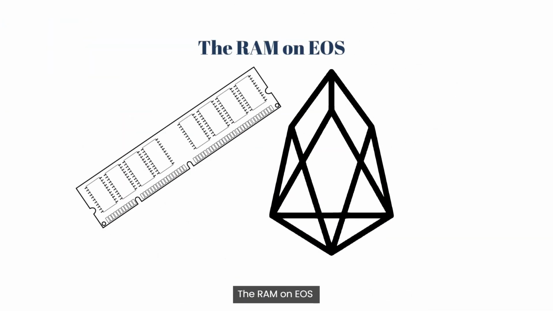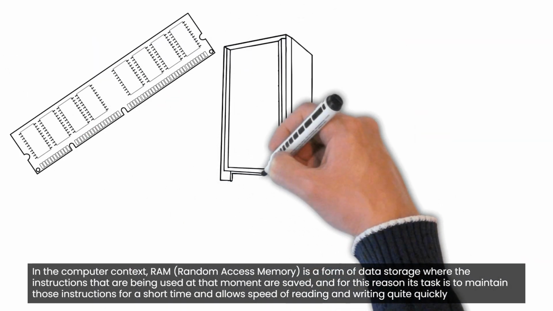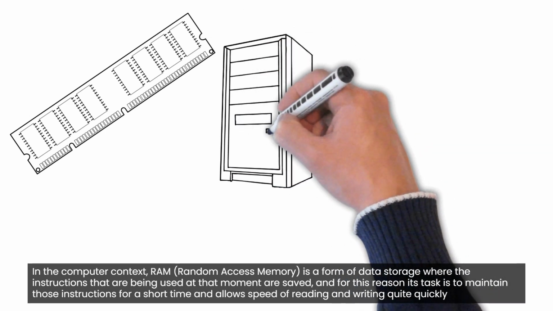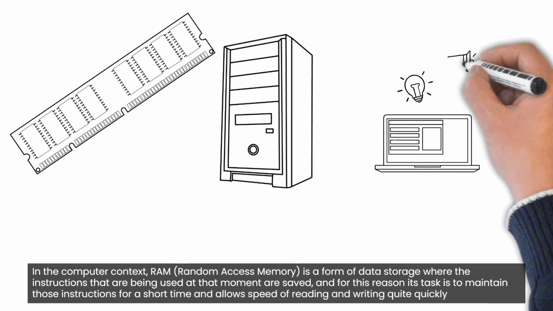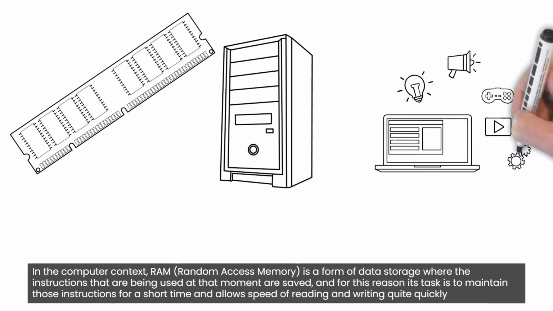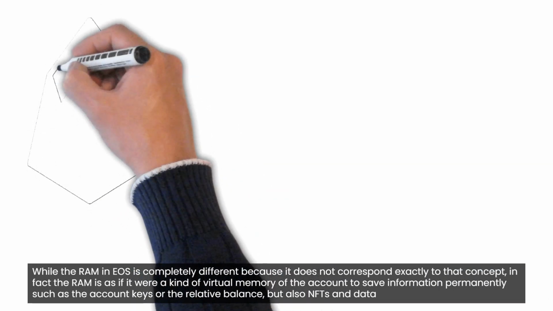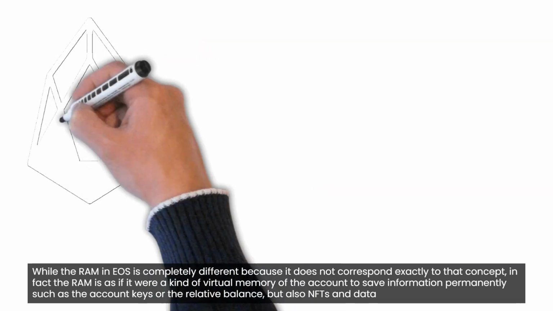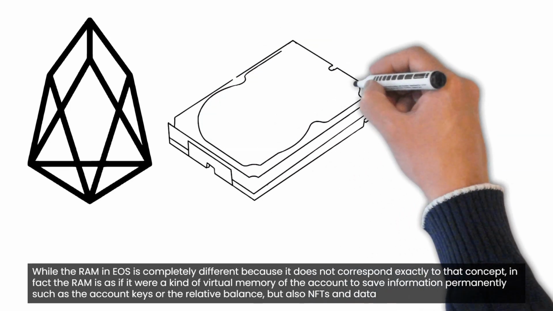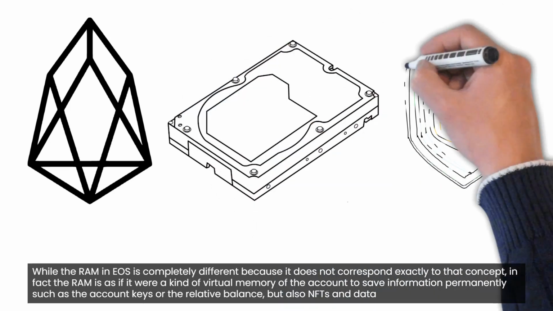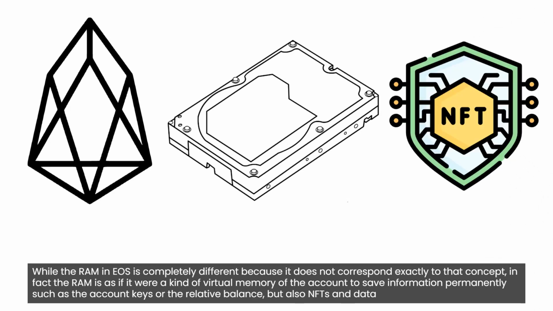The RAM on EOS. In the computer context, RAM, random access memory, is a form of data storage where the instructions that are being used at that moment are saved, and for this reason its task is to maintain those instructions for a short time and allow quite fast reading and writing. While the RAM in EOS is completely different because it does not correspond exactly to that concept. In fact, the RAM is a kind of virtual memory of the account to save information permanently, such as the account keys or the relative balance, but also NFTs and data.